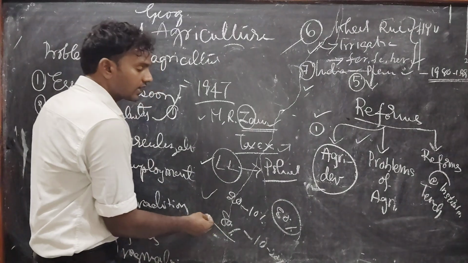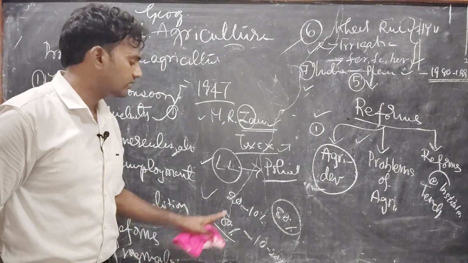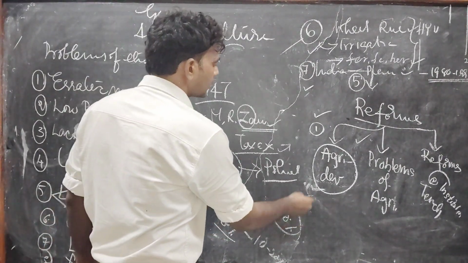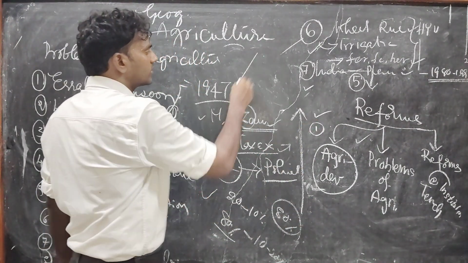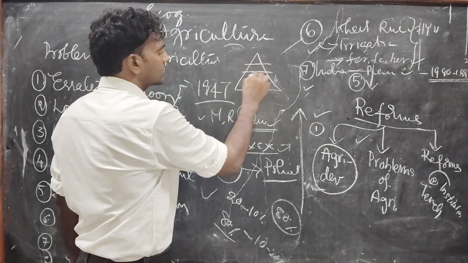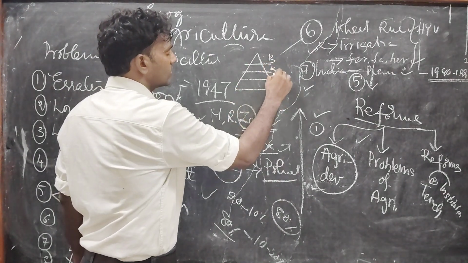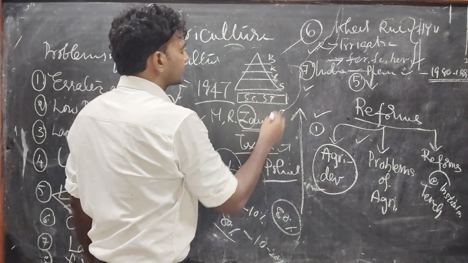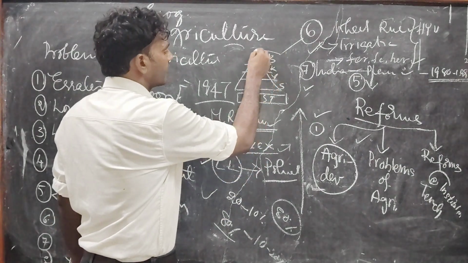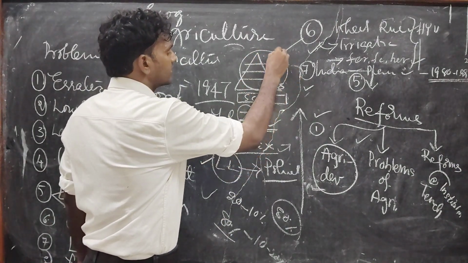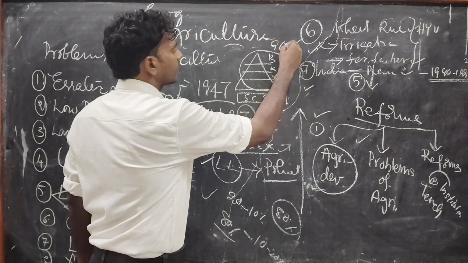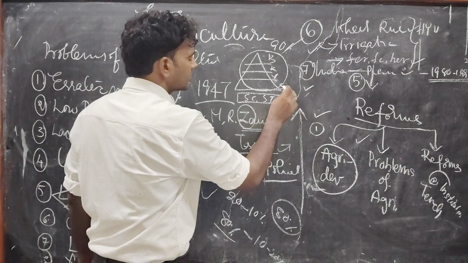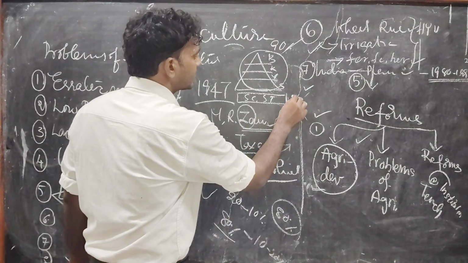But these 80% people can cultivate. But these people don't cultivate. In India, if we are discussing anything, we need to discuss one more thing, that is the caste system. Brahmins, Kshatriyas, Vaishyas, Shudras, SCs and STs. These people are having nearly 90% of land. These people are having only 10% of land.